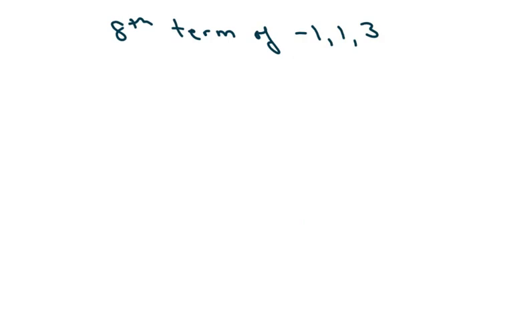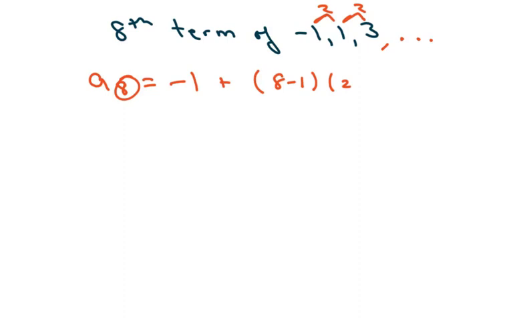The next one is the 8th term of this sequence. Oops, I forgot to put my line dots. And our first term is negative 1. The number of terms is 8. My common difference here is 2, because you can find that just looking at that. And so you just plug it in to get negative 1 plus 7 times 2, which equals negative 1 plus 14, which equals 13.